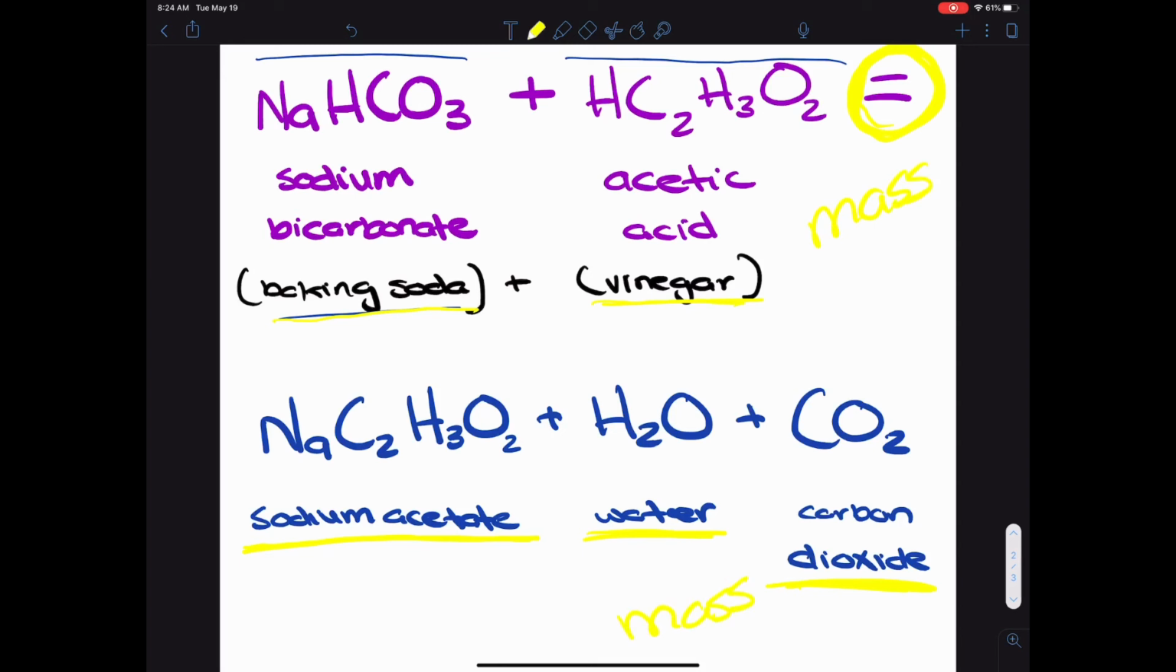But I want to show you something really cool. How many oxygens are up here? We've got 1, 2, 3, 4, 5. How many oxygens do I have down here? 1, 2, 3, 4, 5. It's the same. Look at the sodiums. Here's my sodium. How many sodiums do I have? I have 1 sodium and I have 1 sodium.